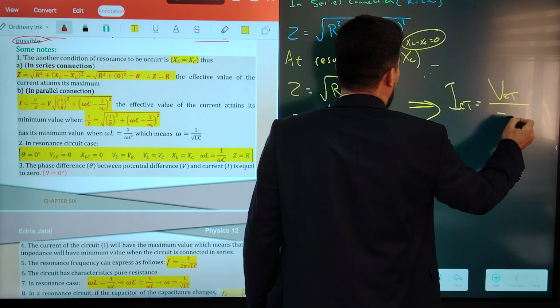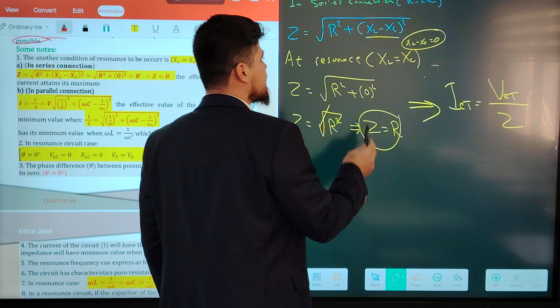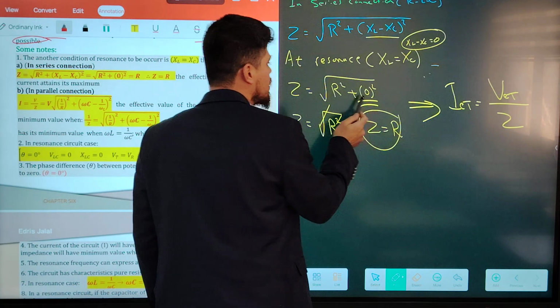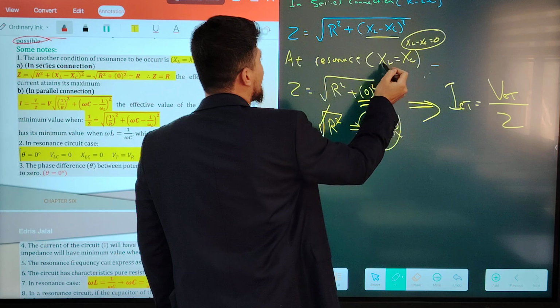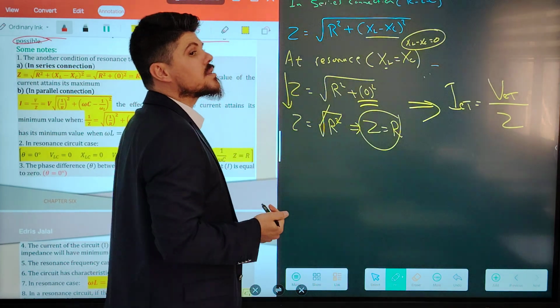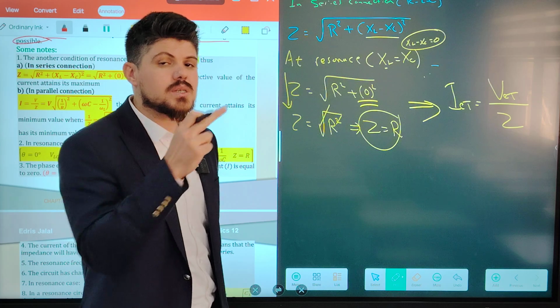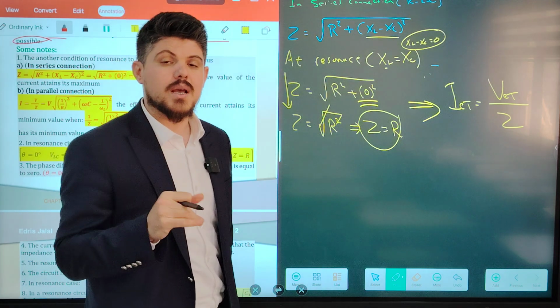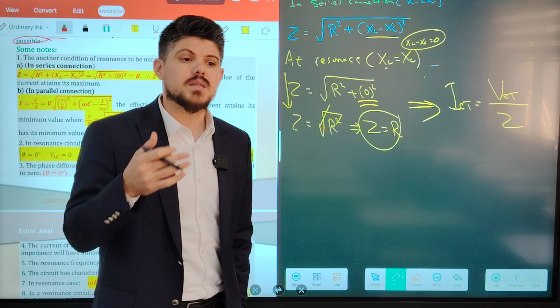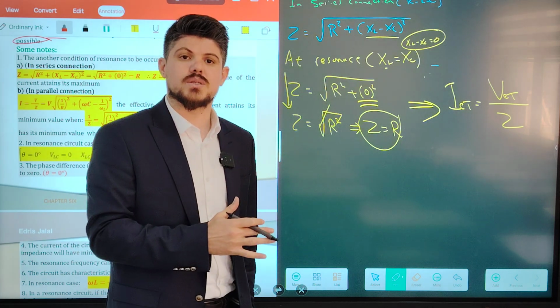VE total over what? Over Z. Guys, at resonance, what happened to the total impedance? If we have 0 here, if XL and XC cancel each other, what happened to the Z? Z decreases. The total impedance decreases in series connection at resonance. At resonance, what happened to the total impedance? The total impedance decreases.